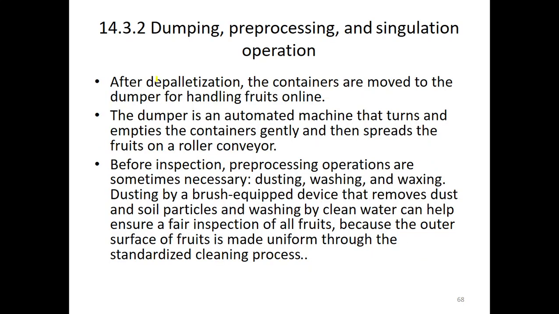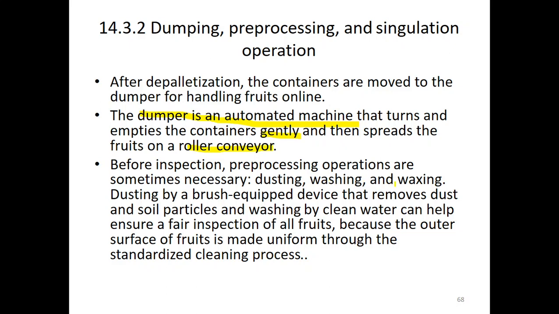After the depalletizing, the containers are moved to a dumper for handling fruit online. The dumper is an automatic machine that turns and empties the container gently and then sprays the fruit onto the roller conveyor. Okay, and before inspection, pre-processing operations are sometimes necessary.